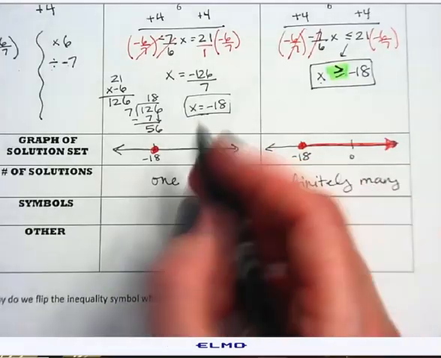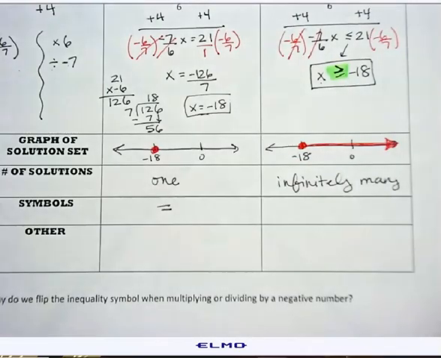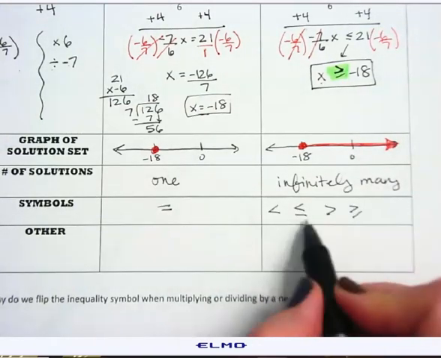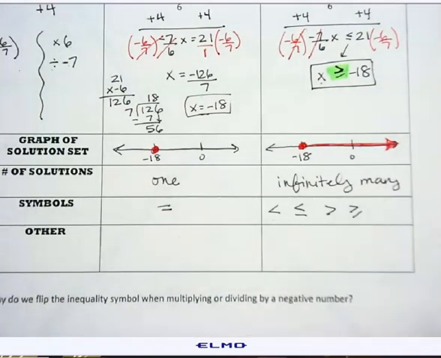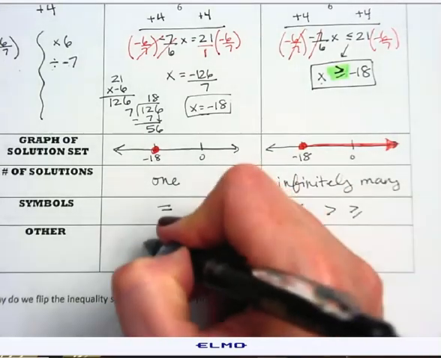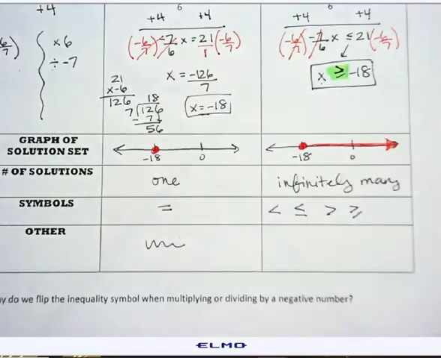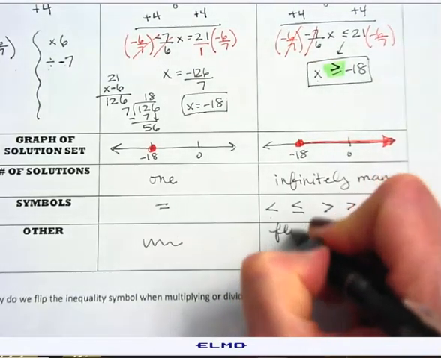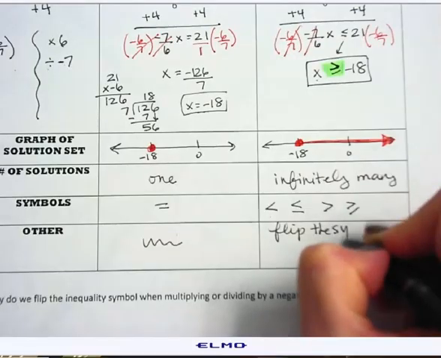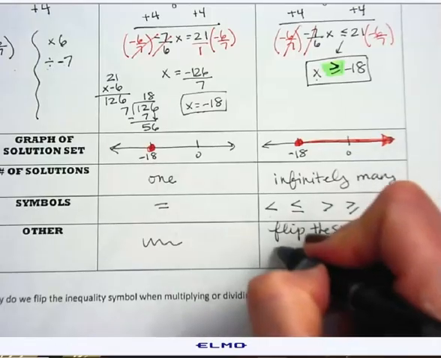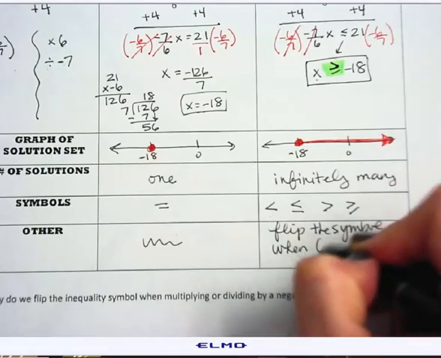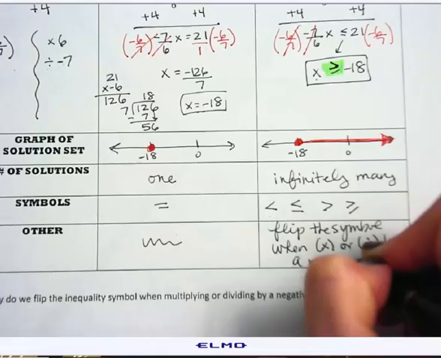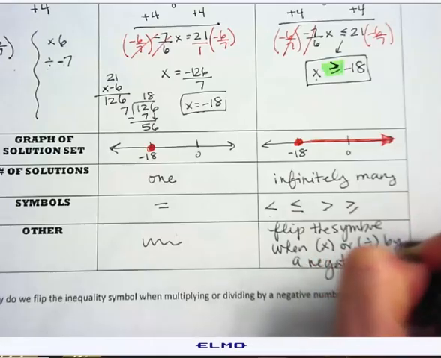For symbols on the equation, we just have this one symbol. For inequalities, we have 4 different ones: less than, greater than, less than or equal to, greater than or equal to. For other information, I don't have any for equations. But for inequalities, I want you to write this down: flip the symbol when multiplying or dividing by a negative number.